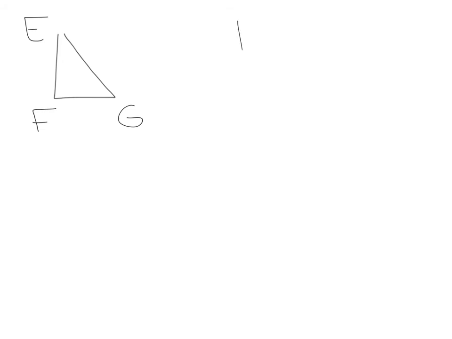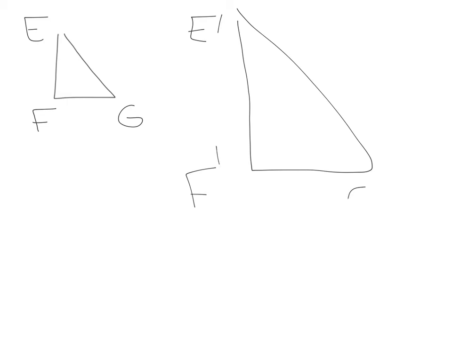And then we went bigger. Those are great, aren't they? E prime, F prime, G prime. We said that the angles are congruent, so E is congruent to E prime, F is congruent to F prime, and G is congruent to G prime. Okay, that's a true statement.